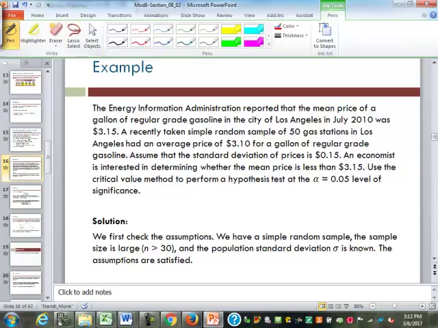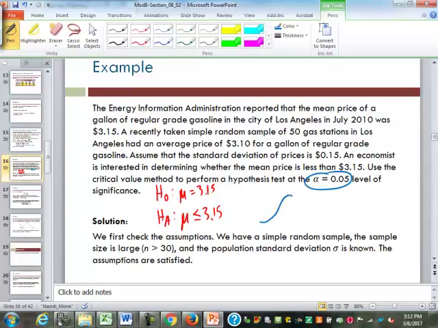So, of course, we must first set up our hypotheses. H0 is that the mean price is $3.15. HA, the alternative, is that the mean is less than $3.15. Now we have to set a significance level. They set it for us at 0.05.